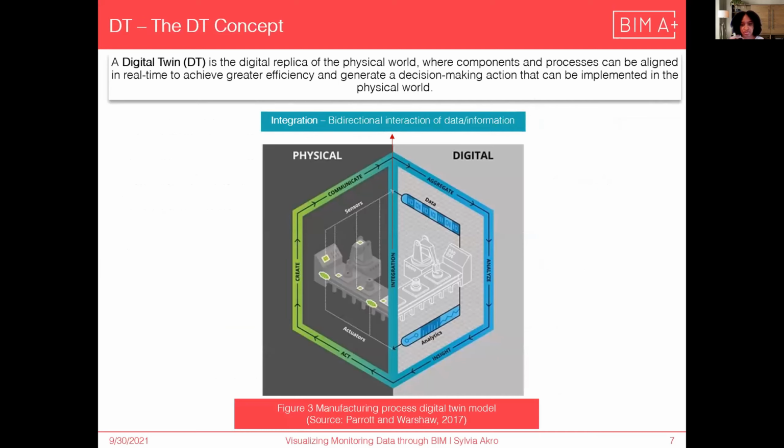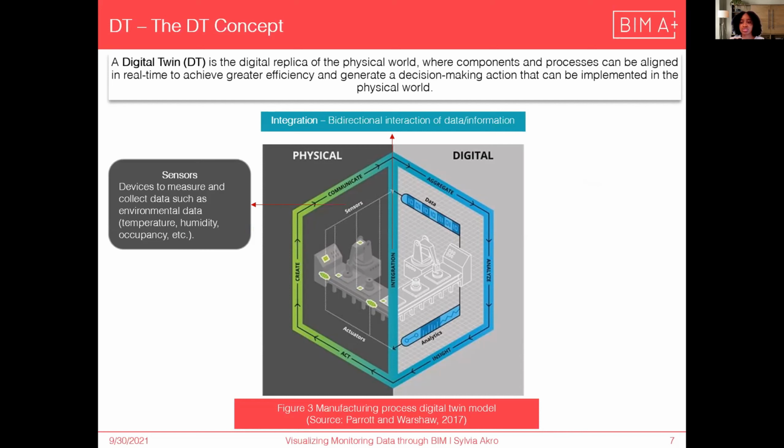About the concept of digital twins, the most advanced sector currently using digital twins is the manufacturing sector, which has proposed a process for creating a digital twin. The main elements of a digital twin have to do with the physical world, the digital world, and the integration, the bidirectional flow of data and information between these two spaces.